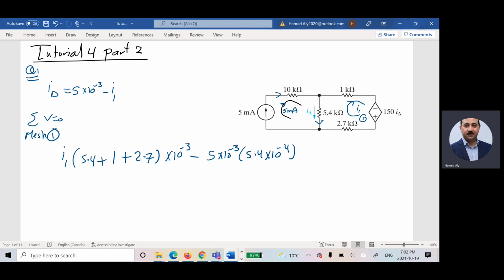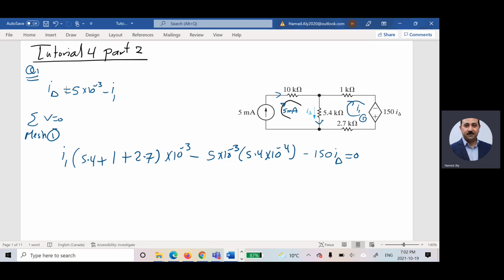And don't forget that you have a voltage source here. So the voltage source value is 150 I delta. So I have minus 150 I delta equals 0.